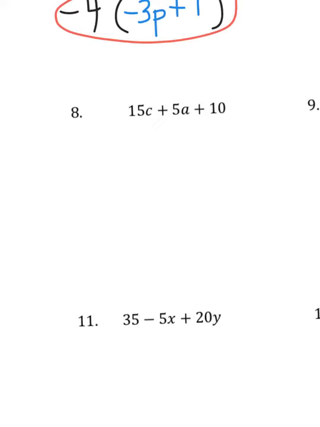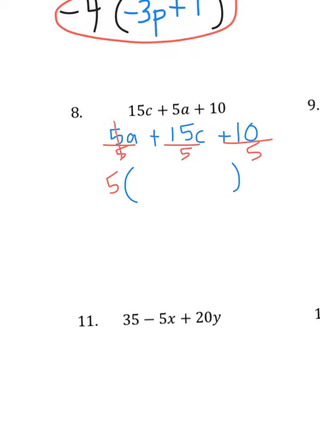Okay, so now I'm looking at number 8. I have 15C. Okay, I notice right now I'm not in standard form. So I have to go 15A plus 15C plus 10. And I know I could factor out a 5, and that's my lowest one here. So I'm going to divide them all by 5.